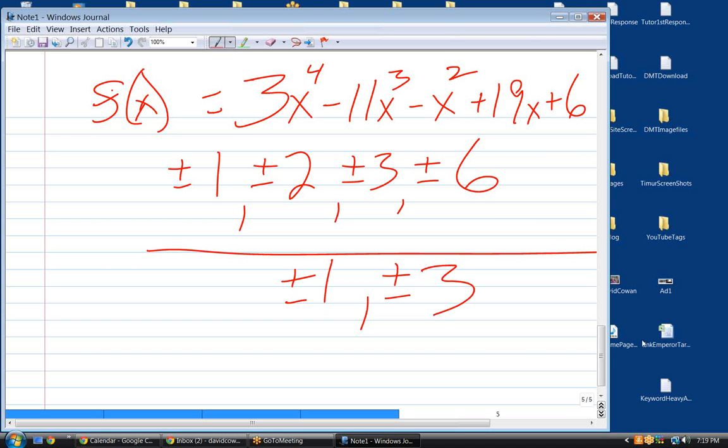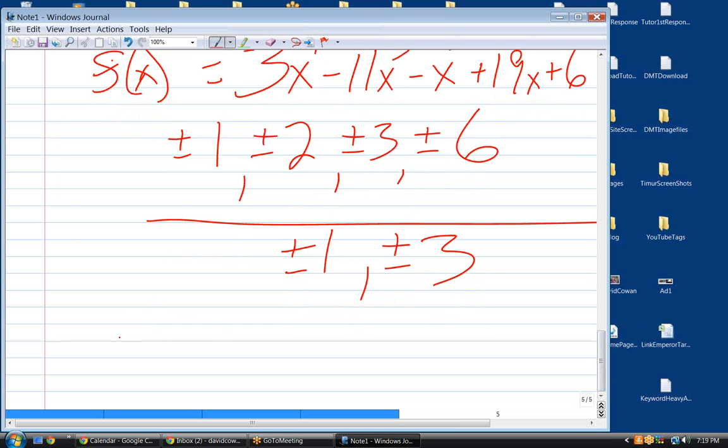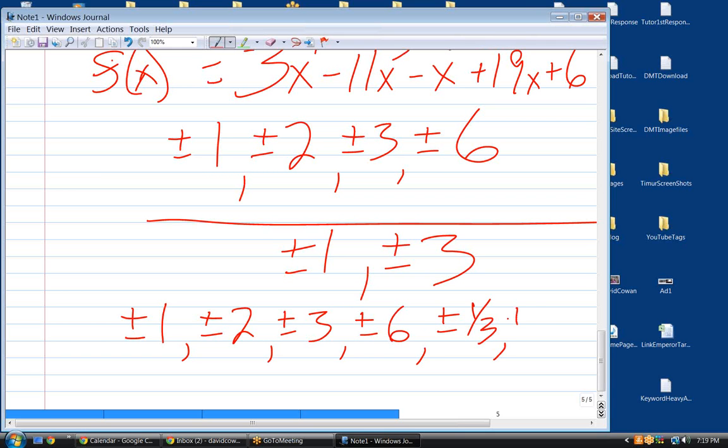Okay, so what does that give us in combination? What are all the possible ones? Plus or minus 1. Plus or minus 2. Plus or minus 3. Plus or minus 6, and plus or minus 1 over 3, plus or minus 2 over 3, that's it. In other words, the last two match the previous two. So there's our possible solutions.